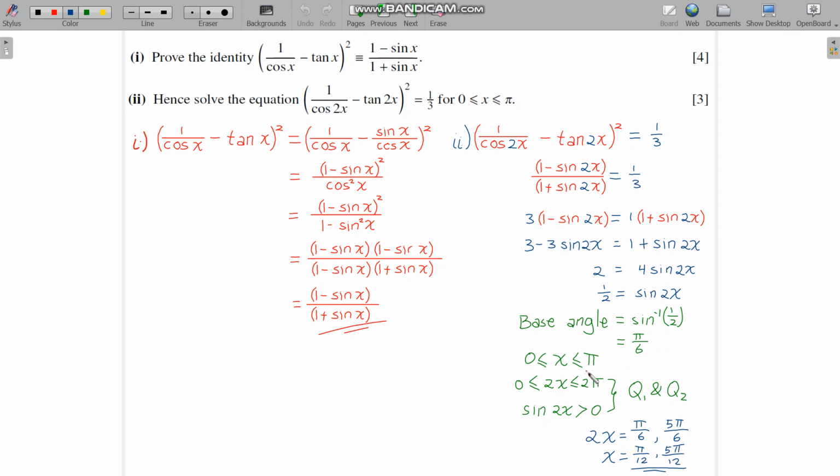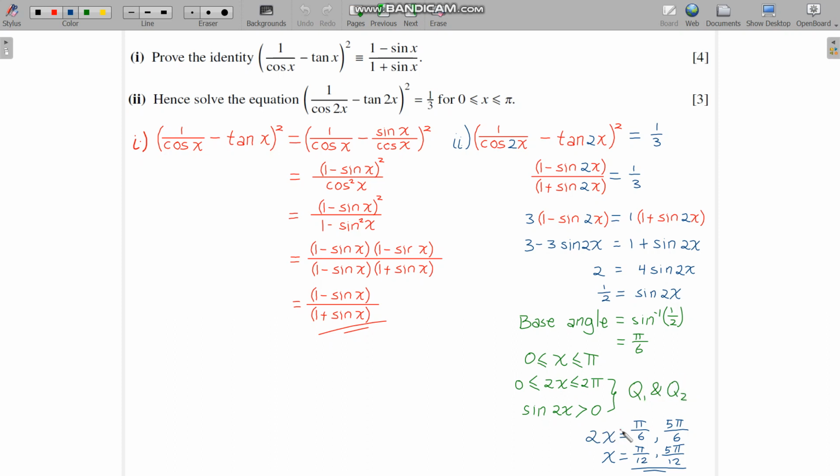And look at the domain from 0 to pi, but this is for x. The angle we are dealing with is 2x, multiplied throughout by 2, from 0 to 2 pi. So this means we can use all 4 quadrants, and since the sine value is positive 1/2, we are only using the first quadrant and the second quadrant.